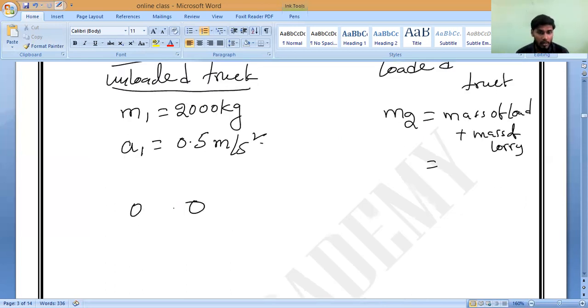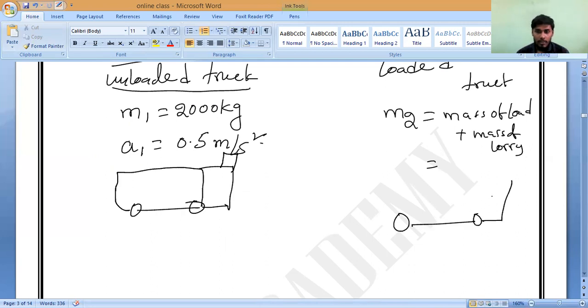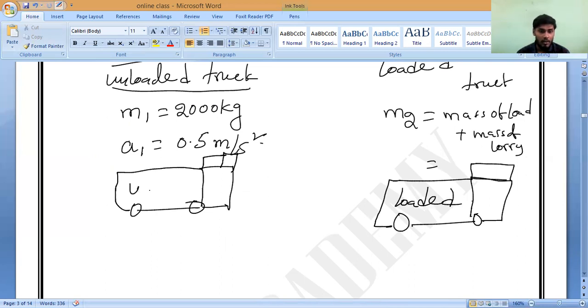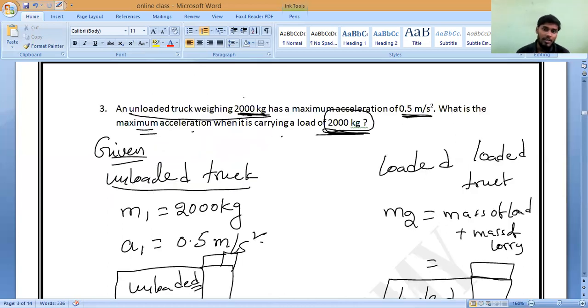You can draw if you want. This is the unloaded lorry. And understand, this is the loaded lorry. Do you understand? Remember, loaded means both weights are included. Unloaded means only the empty lorry is there. So the empty lorry itself, how much is it weighing, Ra? 2000 kg. And what is the acceleration?